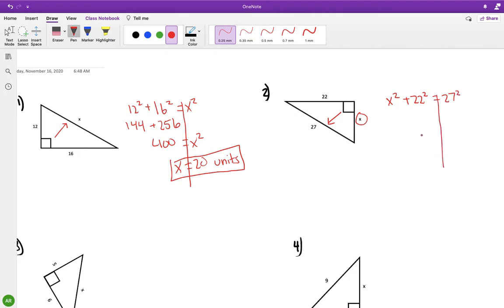Can't do anything with that x squared, so we're going to drop it down. 22 squared is 484. And then 27 squared is 729. Subtract 484 on both sides. We can get that x squared by itself. So we're done with that. We'll have 245.